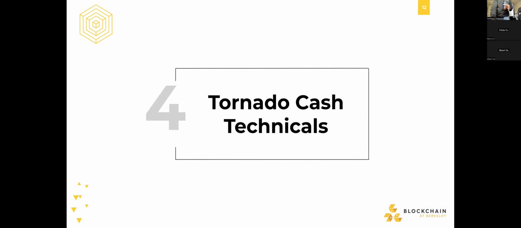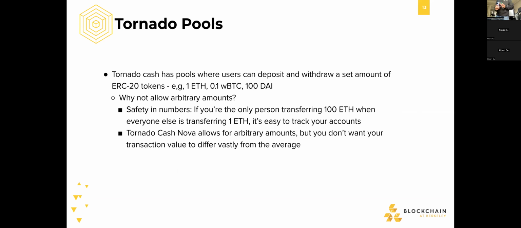Okay, cool. Let's start with some technical specifications for Tornado Cash. Let's talk about pools first. The way that Tornado Cash works is that you have pools where users can deposit and withdraw a set amount of tokens. So you could have a 1 ETH pool, a 0.1 wrapped BTC pool, a 100 DAI pool, and so on. There are a bunch of these, or there were a bunch of these. And it's applicable across a wide variety of ERC20 tokens. Again, this is based on Ethereum, so it supports all ERC20.